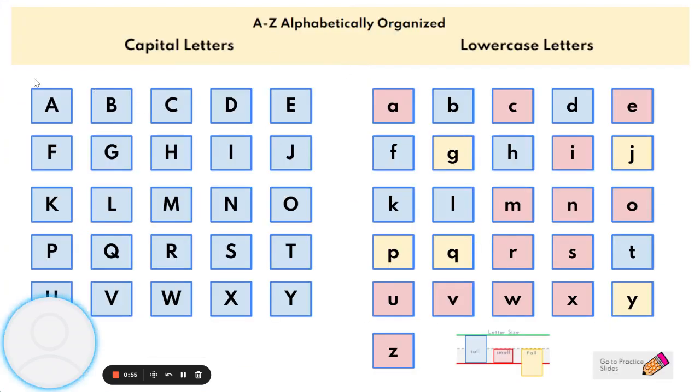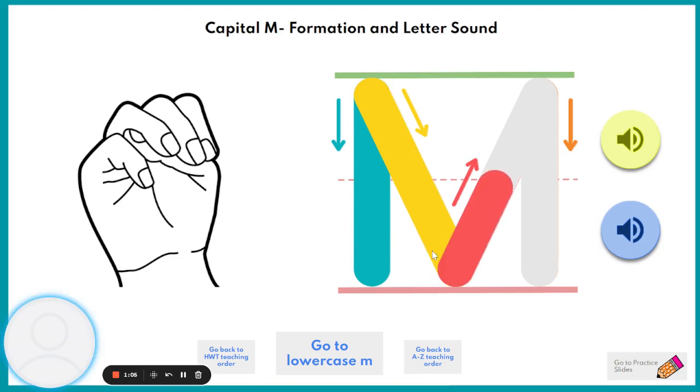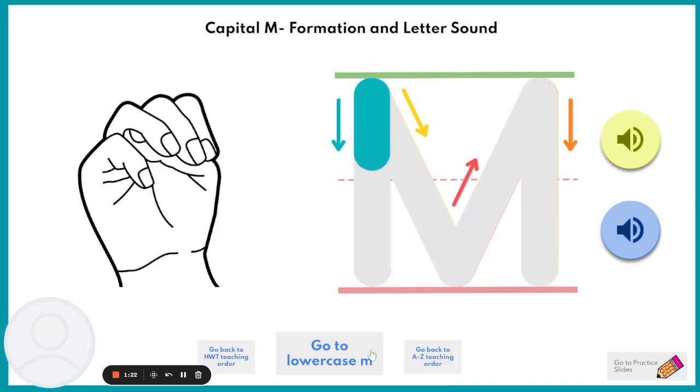So here's what the alphabetically organized navigation page looks like. I'm going to jump to M, and you can see this stroke formation is demonstrated, and then you can click on the audio. The top one's going to tell you what the letter name is and the sound and a word that is used with that letter, and the blue audio is going to tell you the stroke order to use.